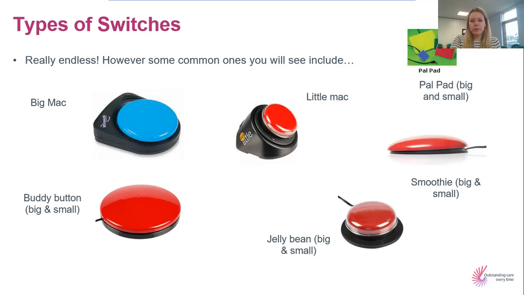The other sort of all the red switches down here, all very similar, just a button, but they all need different activation forces to activate something. So a smoothie, for example, needs quite a low activation force, and you can hit it on any area of the switch and it will activate. Some switches you need more of a central press to be able to do that, so you need to be a bit more targeted in your press.